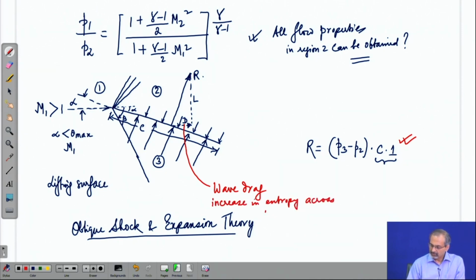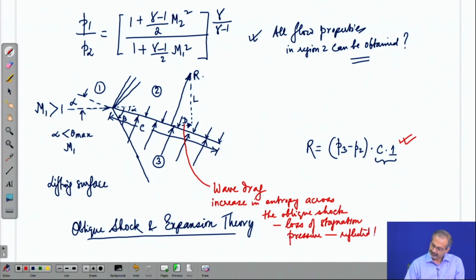across the oblique shock. What does that do? That leads to loss of stagnation pressure, and that is reflected through a drag force. So, though the flow is inviscid, mind it, but still we see a drag.